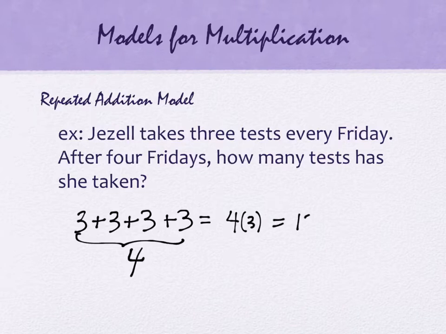And of course, that would be 12 tests. Okay, so we're repeatedly doing something over and over again. We add it together that many times, we end up getting, in this case, 12 tests. So that's one model, repeated addition.